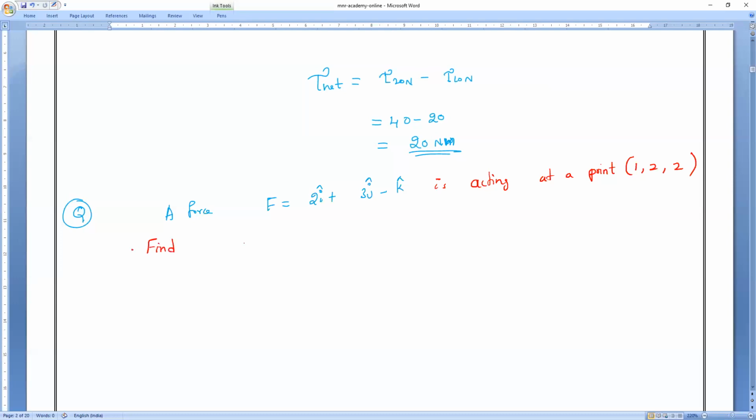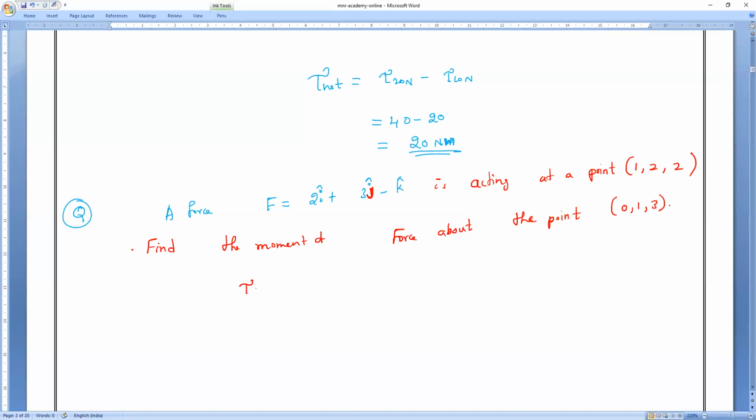Now the question: find the moment of force about the point 0 comma 1 comma 3. So this is our question. Now let us solve this as if you are solving it for the first time. If you people don't know, I will teach you, but you have to work it.